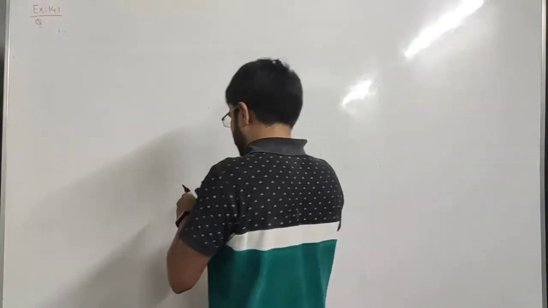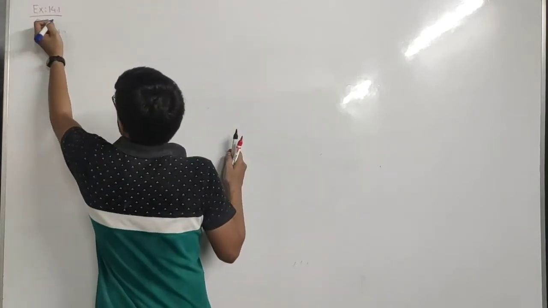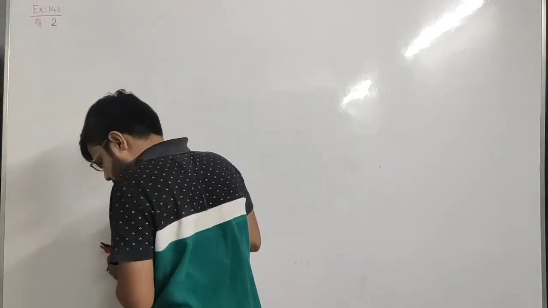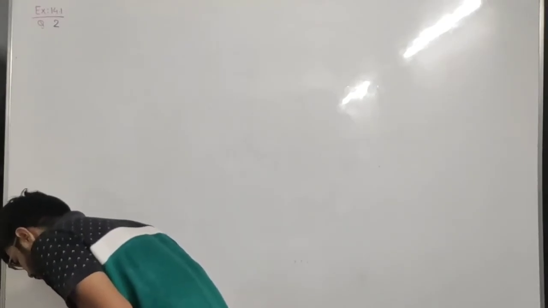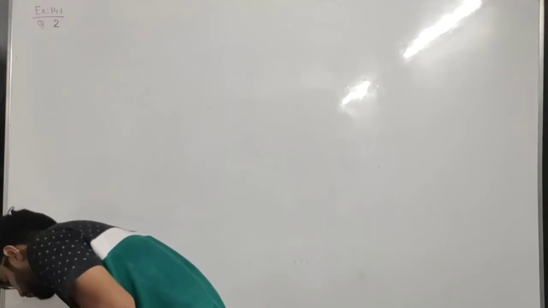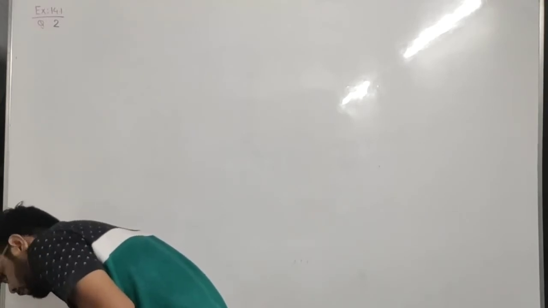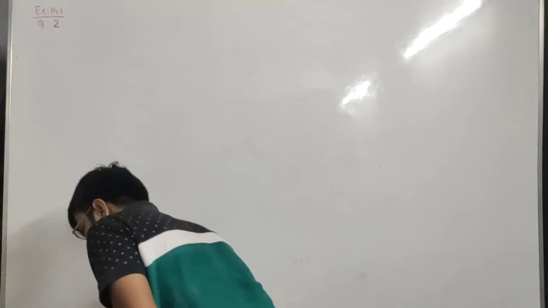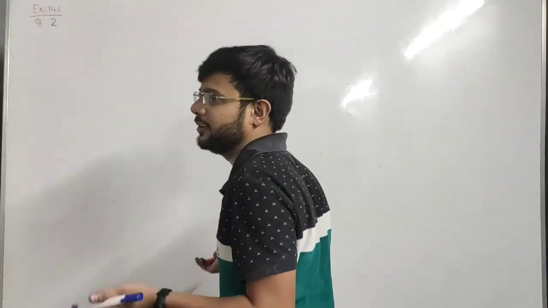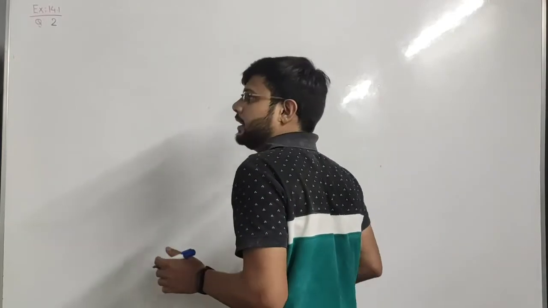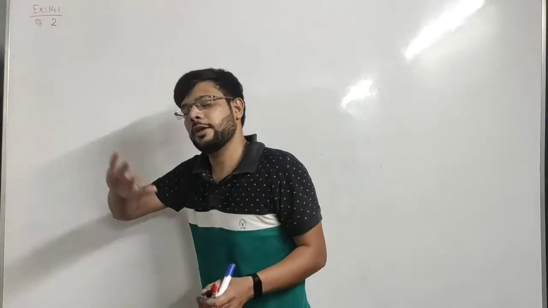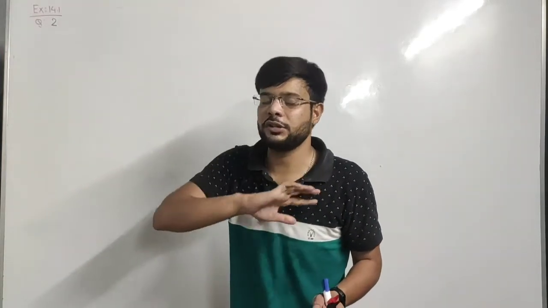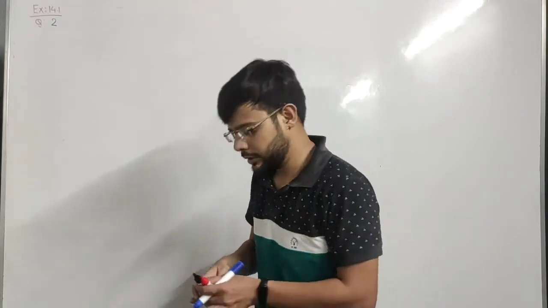Now we are going to solve exercise 14.1, second sum. It says to consider the following frequency distribution of daily wages of 50 workers of the factory. Daily wages and number of workers are given. Find the mean by using an appropriate method. That means we can choose any of these three. We are going to choose the step deviation. You can take the assumed mean and find it, but in my opinion, step deviation is the easy one.